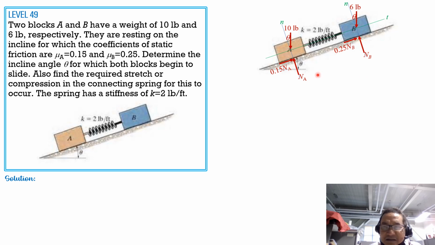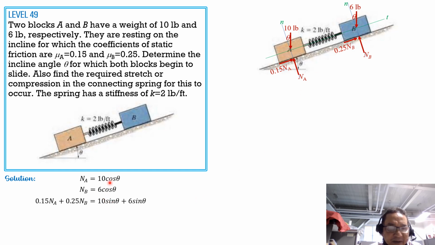For NA, summation of forces normal equals 0, considering this FBD. So NA is 10 cosine of theta from the figure, while NB is 6 cosine theta, from the summation of forces normal considering this free body diagram at B. Then summation of forces tangential equals 0. We have 0.15 NA plus 0.25 NB equals 10 sine of theta plus 6 sine of theta.